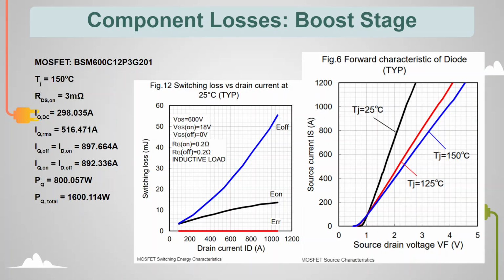Now we will look at component losses, starting at the boost stage and the switching losses. This MOSFET in particular was selected for this case. From what we already know about the boost converter, the RMS switch current is 516 amps, the on-state switch current is 897 amps, and the off-state switch current is 892 amps. Looking at the chart, we can find the corresponding switch losses in millijoules. Using these obtained values, we can then calculate the conduction and switching losses for the MOSFET, and the sum will be multiplied by 2 for a total of 1600 watts. We multiply by 2 as there are 2 individual components in the circuit.